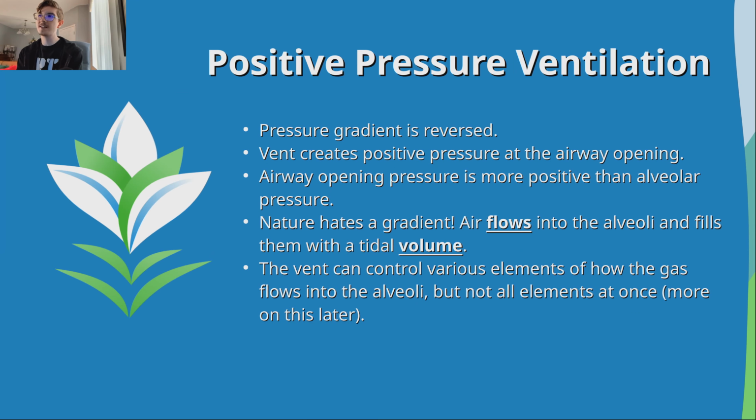Now let's talk about positive pressure ventilation. In this case, the pressure gradient is reversed. The vent creates positive pressure at the airway opening. Airway opening pressure is now more positive than alveolar pressure. Once again, nature hates a gradient. Air flows into the alveoli and fills them with a tidal volume. The vent can control various elements of how gas flows into the alveoli, but it can't control all of these elements at once. That's an important point that's going to come up again later.